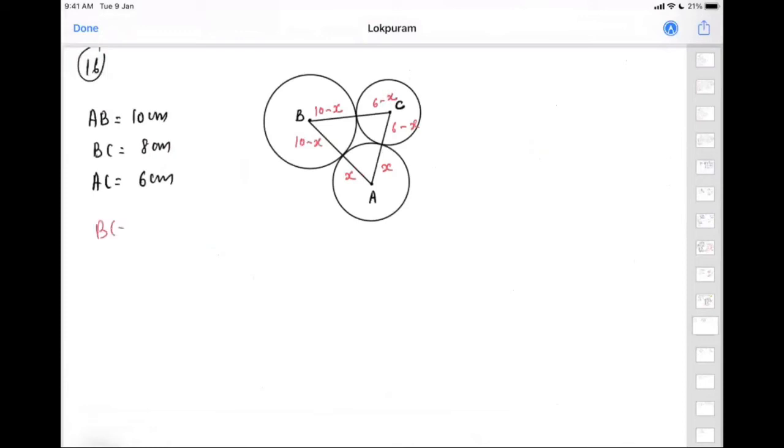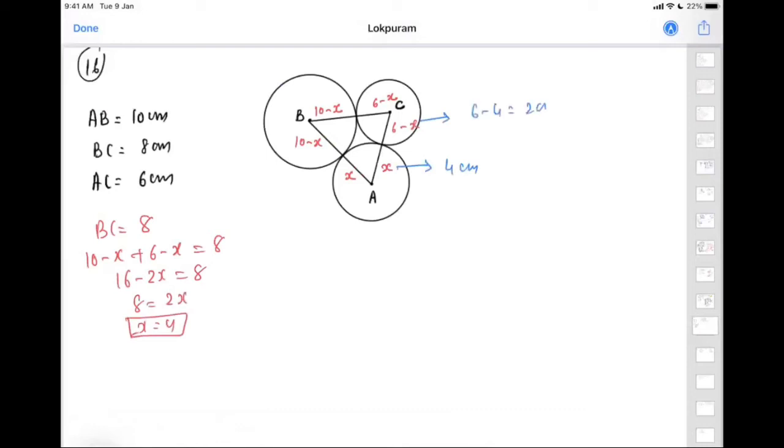We know BC. What is BC? BC is 8, which is 10 minus x plus 6 minus x. 16 minus 2x is equal to 8. 8 is equal to 2x. x is equal to 4. We got the answer. So the radius of the circle with center A is 4 centimeter. The circle with center C is 6 minus 4, that is 2 centimeter. The circle with center B is 10 minus 4, that is 6 centimeter. You can write proper steps. Okay?